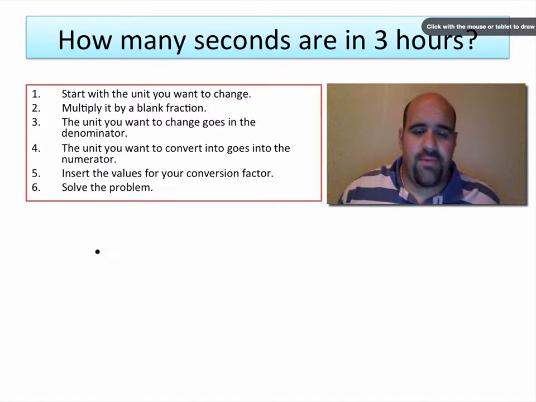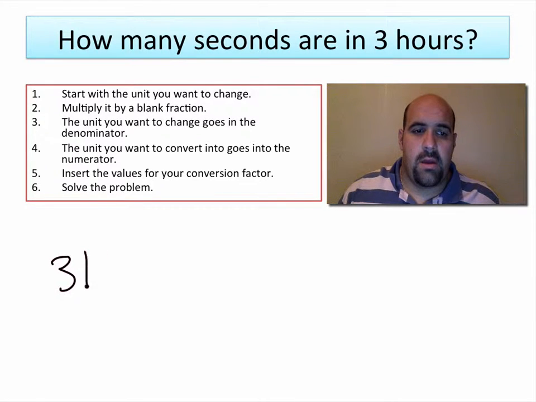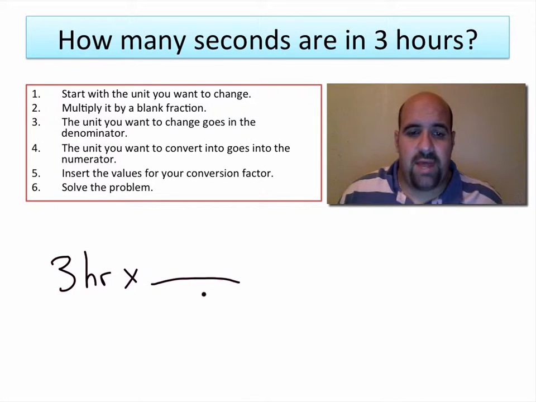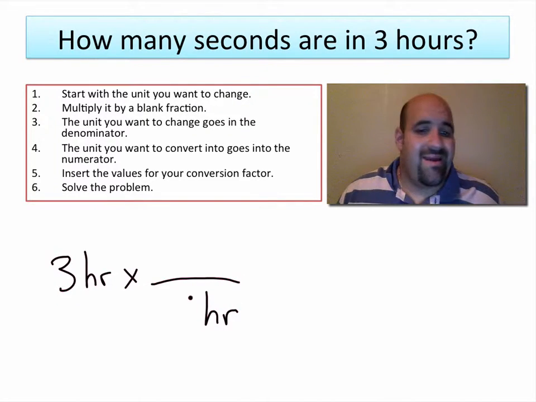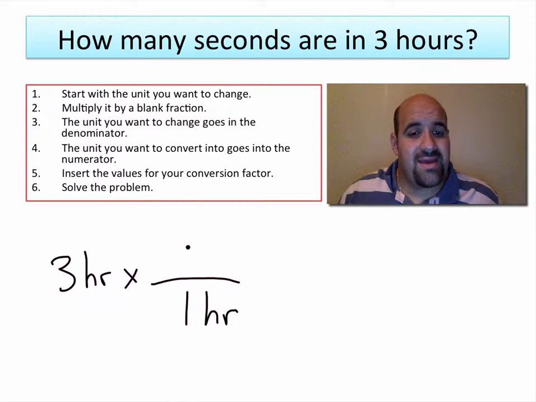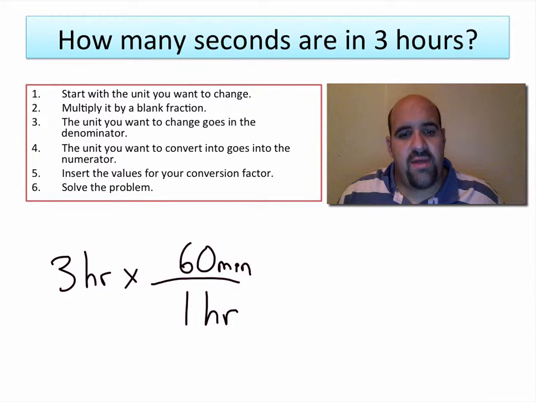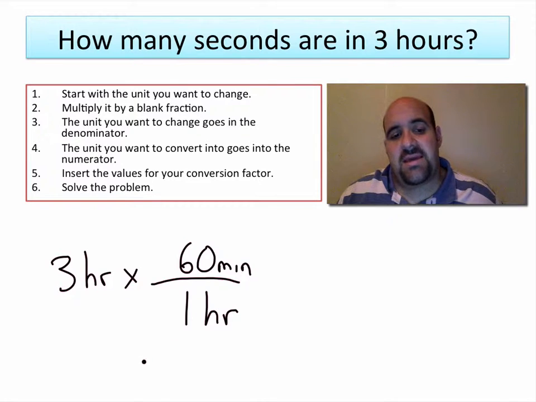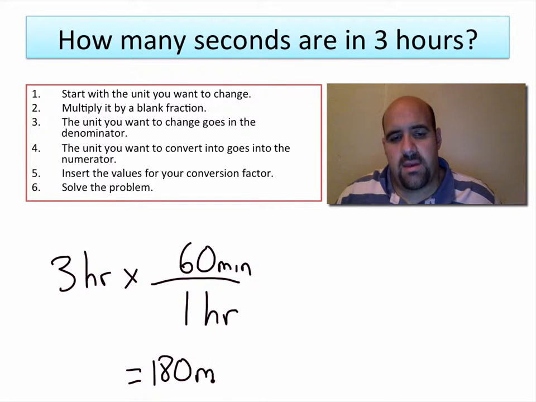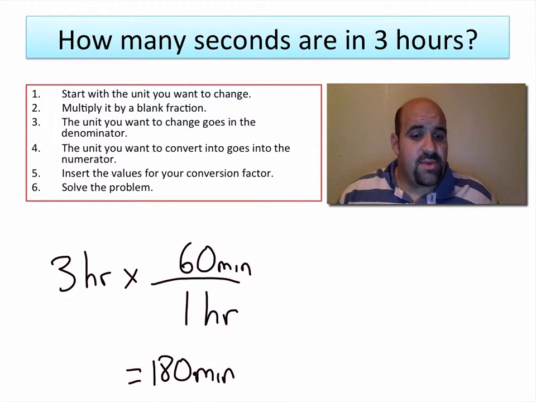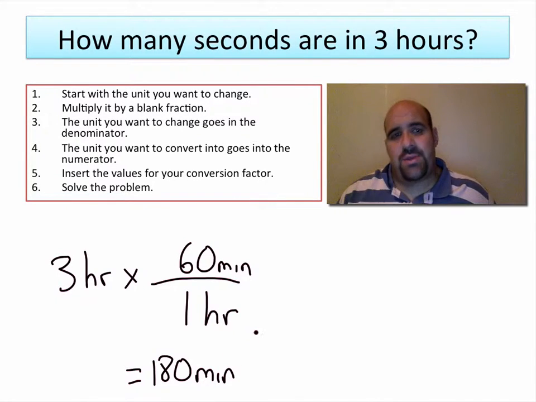So we're going to start with 3 hours times, and of course hours got to go down here so it cancels. Now, I don't know how many seconds are in an hour. Most people don't, but we do know that 1 hour is 60 minutes. And we see that the hours are going to cancel, and you're left with minutes. And 3 times 60 is going to be 180 minutes in 3 hours. So now all you got to do is convert 180 minutes into seconds.